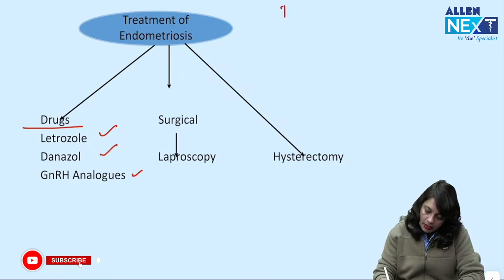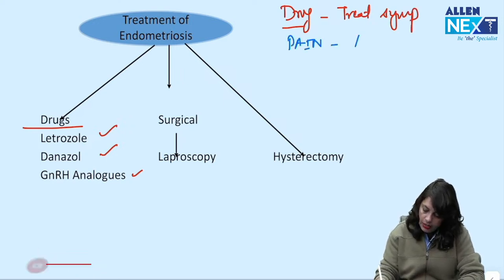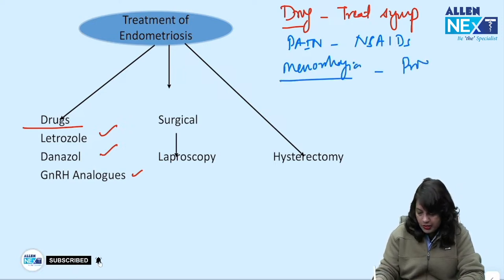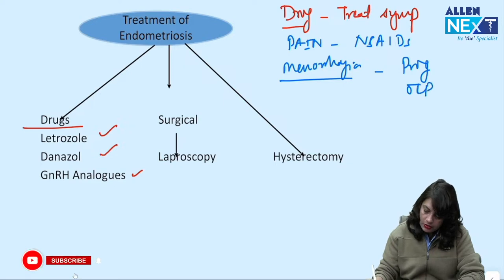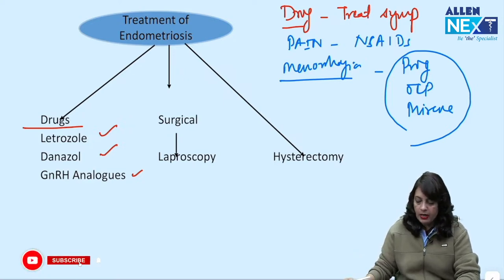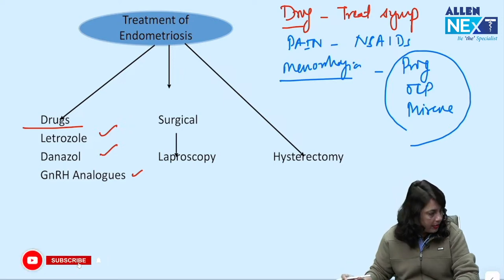Okay. Now, drugs that only treat the symptoms of endometriosis. For pain, we use NSAIDs, non-steroidal anti-inflammatory drugs. For menorrhagia, we can use progesterone, we can use OCPs, we can do Mirena insertion, but these drugs do not treat endometriosis. Okay, they are just to treat the symptom of menorrhagia caused by endometriosis.